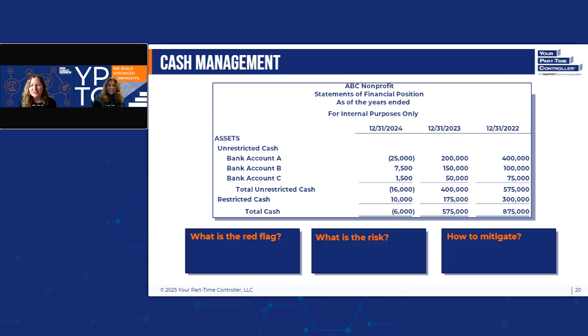What else could you possibly see wrong here? I mean, this organization had positive cash balances at 12/31/22 and 23. Yes, they do have positive cash. In fact, if we look at 22 and 23, as you mentioned, this not-for-profit is reporting total cash in excess of $250,000.